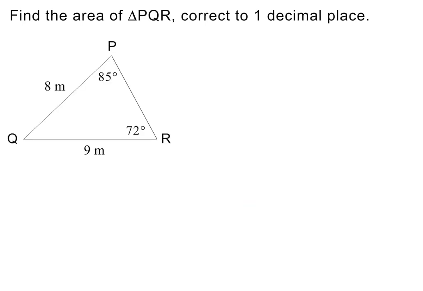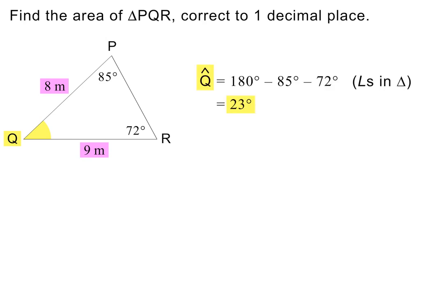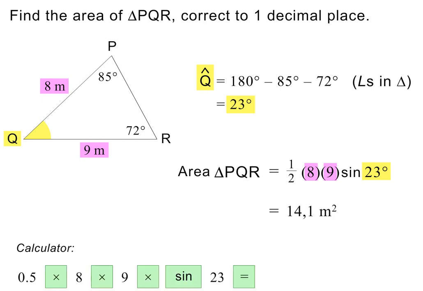Here is the next example. Please pause to read it. This time we cannot immediately use the area rule, because angle Q, the included angle, is not given. We therefore need to begin by finding this angle, which is easy, because we are given the other two angles. The area of triangle PQR is therefore equal to half times 8 times 9 times sine 23 degrees. We then use a calculator to get the answer. Please pause to check.